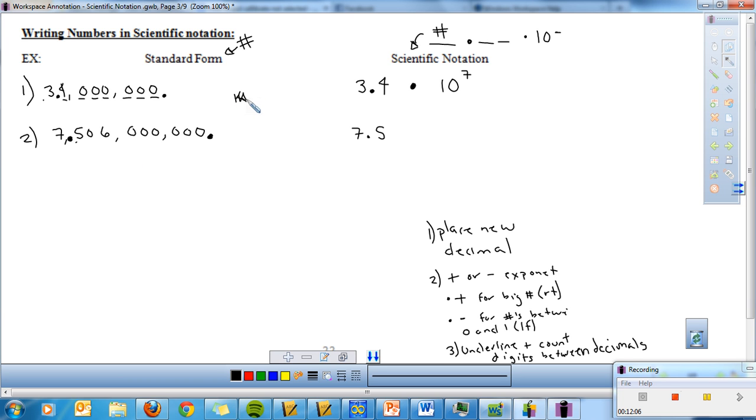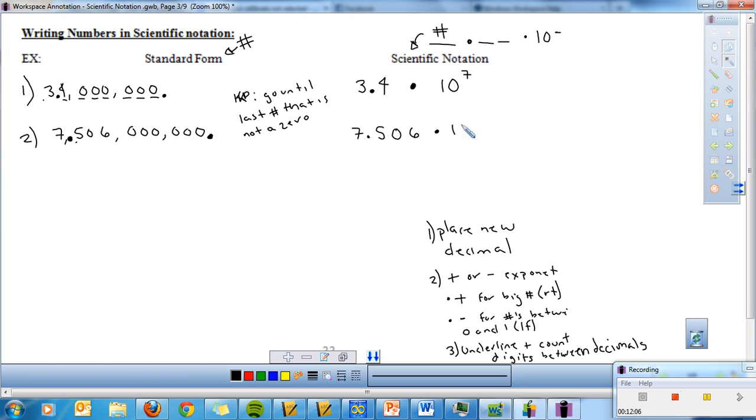Key point. Go until last number that is not a 0. You want to go until the last number that's not a 0. So 7.5. I'm going to include this 0 because that's still part of it. 6. After this 6, all I have is 0, so I can stop.